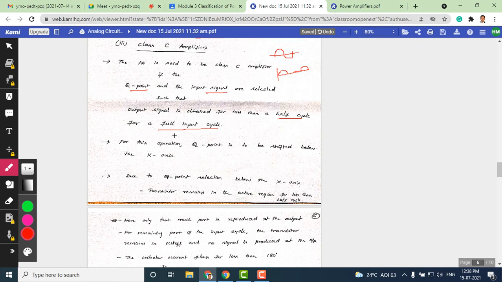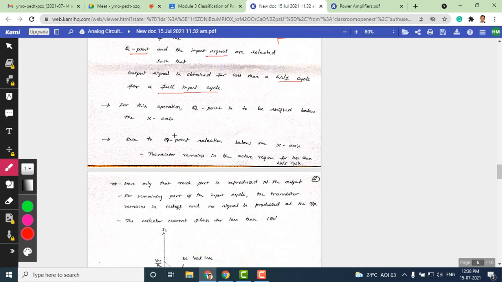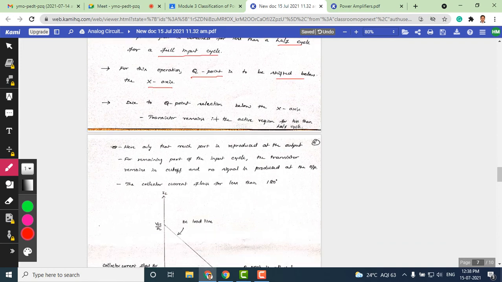Now let us see where the operating point is located for the class C amplifier. The operating point or Q point for the class C amplifier is shifted below the x-axis. For class A it is at the middle of the load line. For class B it is exactly on the x-axis, but for class C it is below the x-axis. That's where the quiescent point or operating point is located.